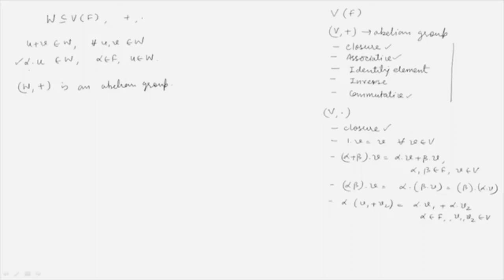So, hence we can say that if we show these 2 properties, then w is a subspace of V. Or we can club these 2 properties into a single property: alpha dot u plus v should belong to w for all u, v in w and alpha in F. So, we have 2 ways to show that w is a subspace of vector space V. Either we show these 2 properties separately, or we show the single property, and then we can say that w is a subspace of a vector space V. Now let us discuss a few examples based on this.